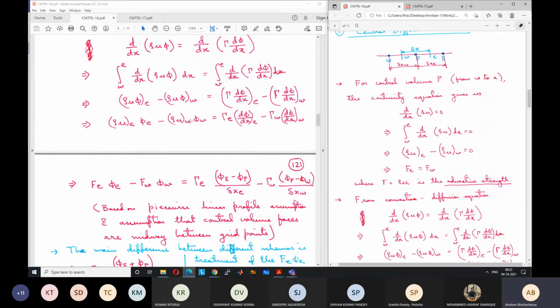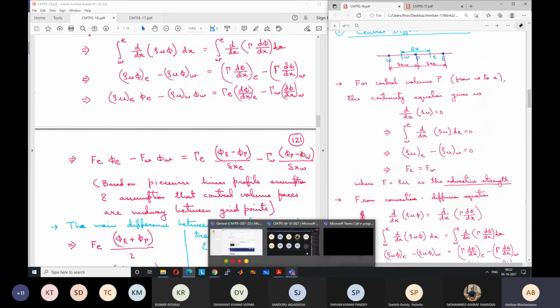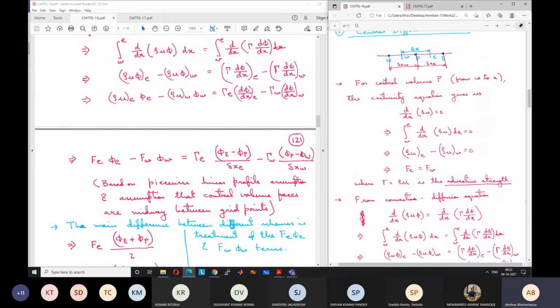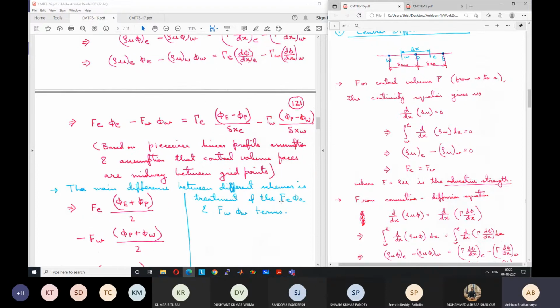And first, the easiest way is to linearly interpolate. So with common sense, we will just linearly interpolate and try to find out the discretized form of the equation. The main difference between different schemes is the treatment of the Fe phi e and Fw phi w terms, as we have just discussed. So first we will just linearly interpolate. Whatever is the strength at this point, Fe, we will assume that Fe and Fw can be found based on known data.